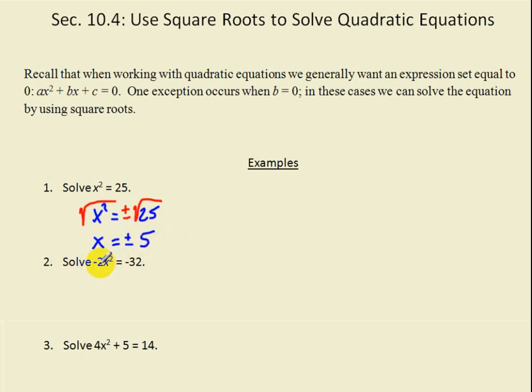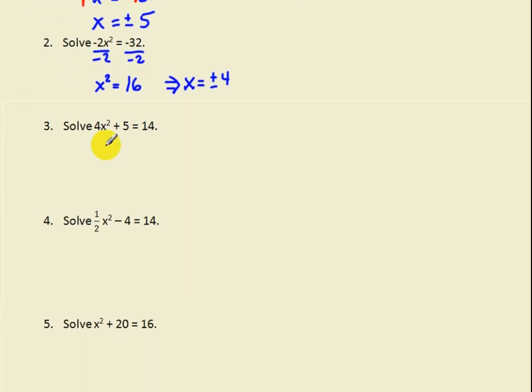In number 2, we have negative 2x squared equals negative 32. We want the x squared by itself. So divide by negative 2, so that negative 2 will cancel negative 2. That means we also divide the right-hand side by negative 2, and we get x squared equals a positive 16. Take the square root of each side, and we get x equals, remember, plus or minus the square root of 16, which is 4.